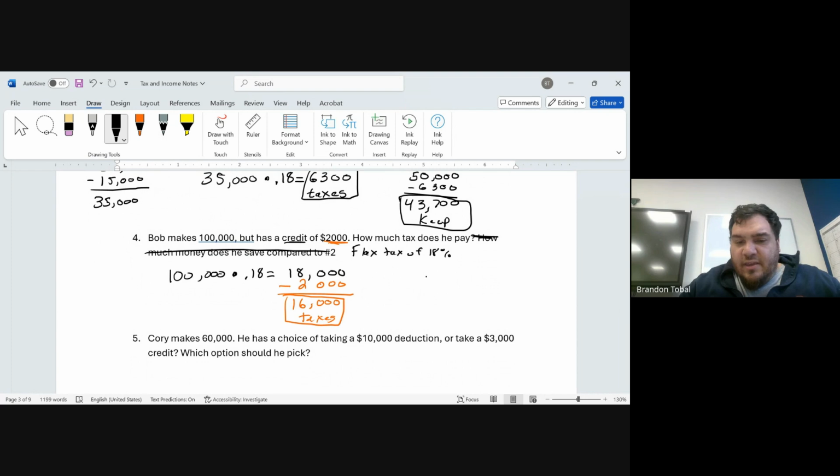And the money he gets to keep is 100,000 minus 16,000, which is going to be 84,000. That's how much he gets to keep.